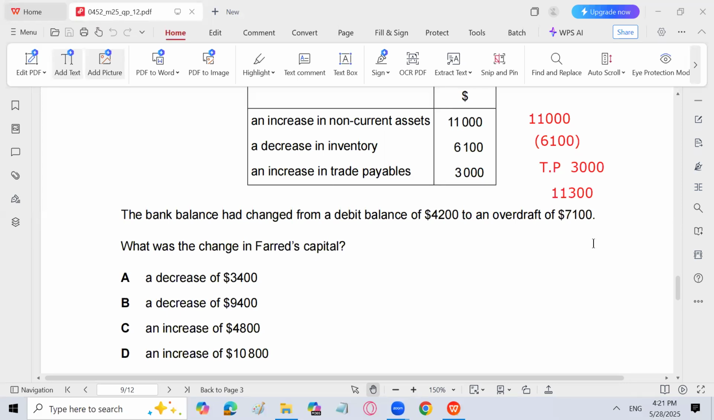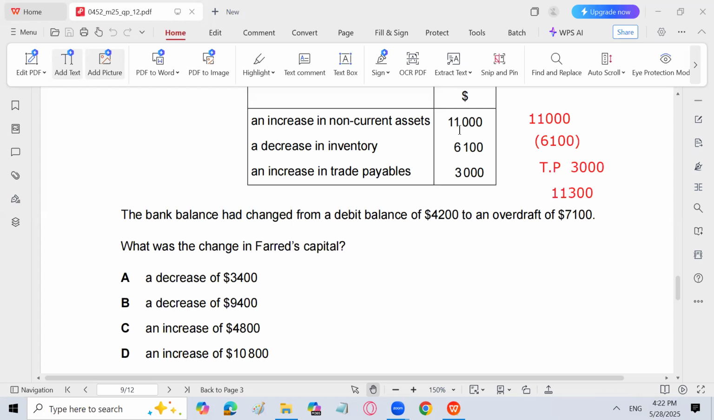So 11,000 minus 6,100 minus 3,000 and minus 11,300. So a decrease of 9,400. So B is the answer, a decrease of 9,400. Definitely this MCQ is a little difficult. I will repeat it for you again.